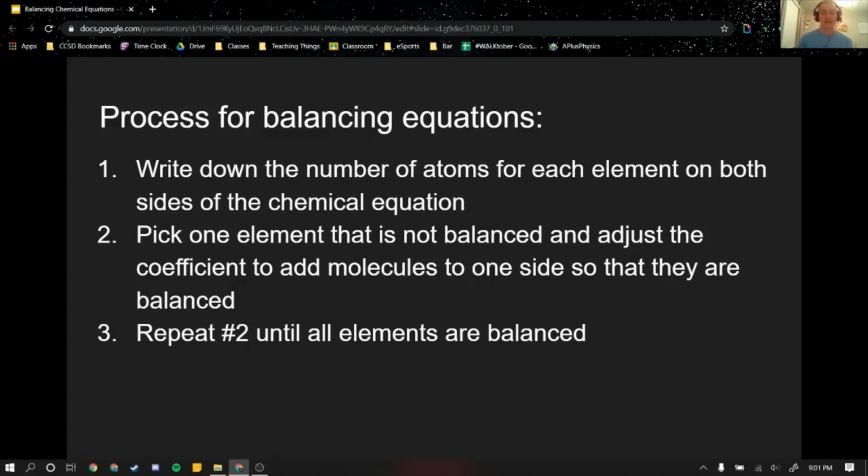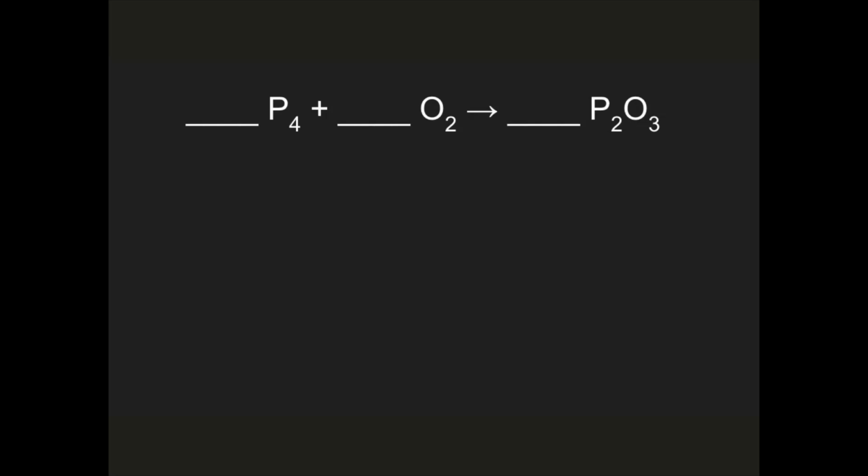So let's look at 2 examples of those. Let's try our problem-solving process with this equation. You've got phosphorus and oxygen combining to make diphosphorus trioxide. First, let's list out the number of phosphorus and oxygens on both sides.